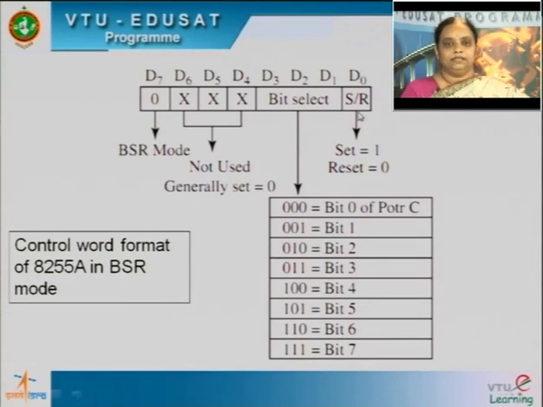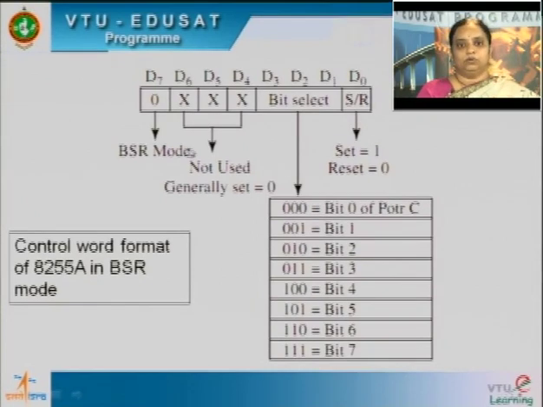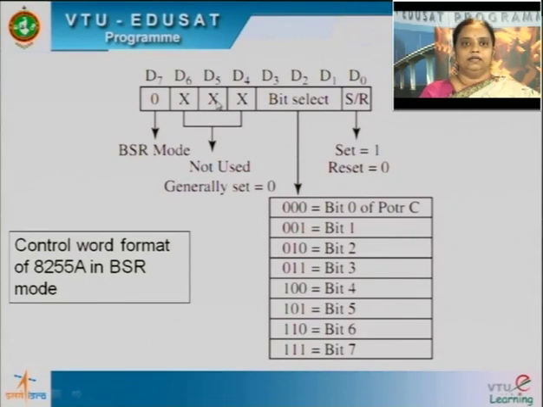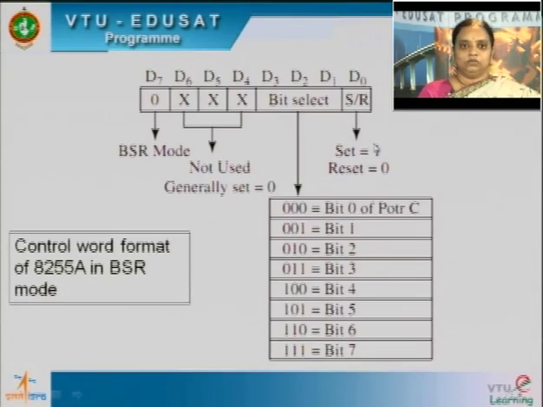high. In the same way, we can generate a square wave using BSR mode, wherein I keep toggling this bit. First you make it 1, send it out to port C, wait for a small time delay, then make this 0, again send it out to port C. Keep repeating. What will happen on this bit 2, we have it as high and low.